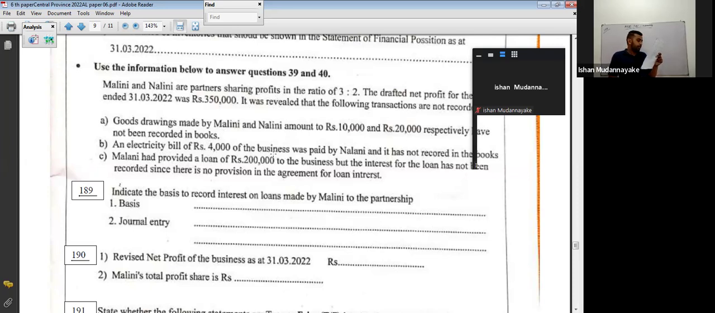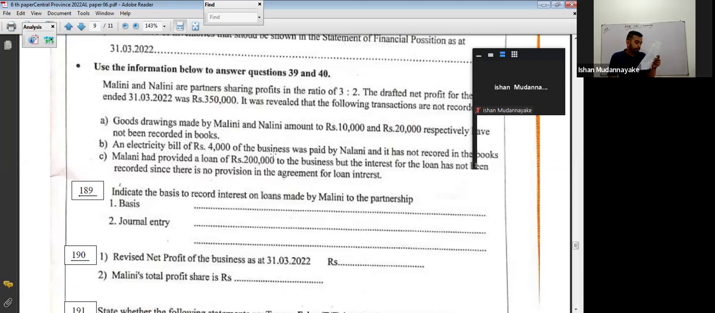B. An electricity bill of 4,000 of the business was paid by Nalini and it has not been recorded in books. Unrecorded electricity bill: electricity expense account debit, current account credit. C. Malini has provided a loan of 200,000 to the business, but the interest for the loan has not been recorded since there is no provision in the agreement for loan interest. Now, based on section 24, minimum 5% loan interest needs to be paid.